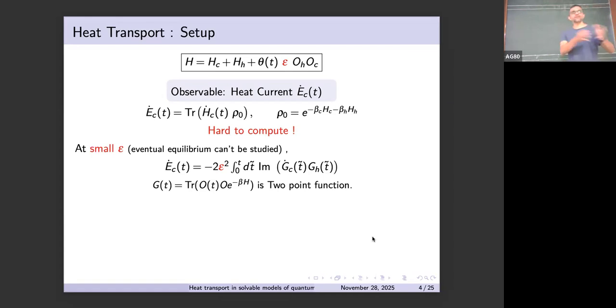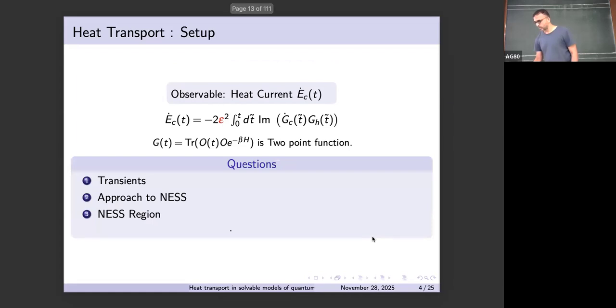Eventually, there will be SYK with large n, but yeah. And the heat current depends on the 2-point functions of the system. That's what it depends on. That's the input from the systems that you need. So the questions that you'll be interested in are transients, the initial bump, let's say, and the approach to this non-equilibrium steady state, and eventually the non-equilibrium steady state.